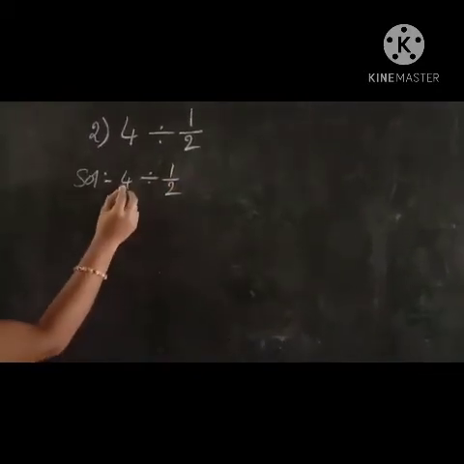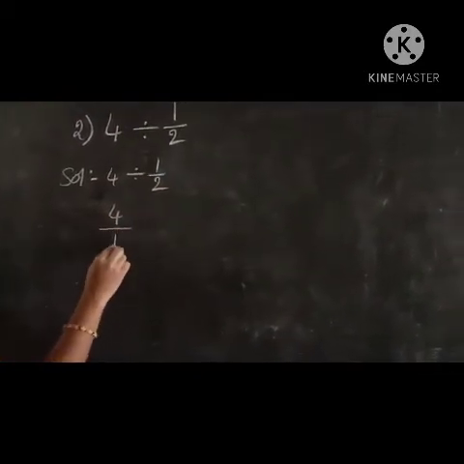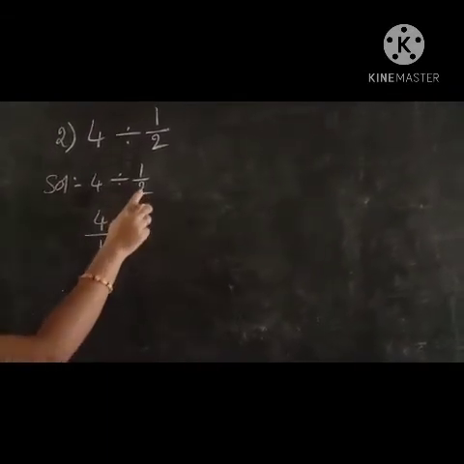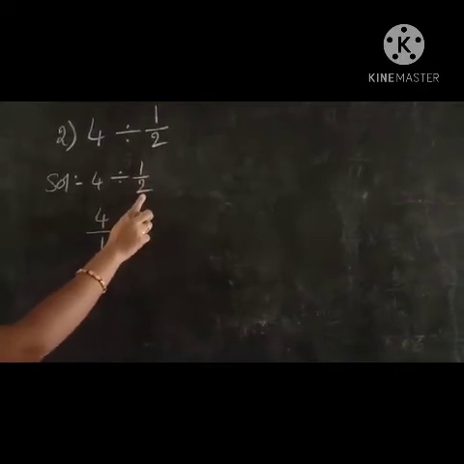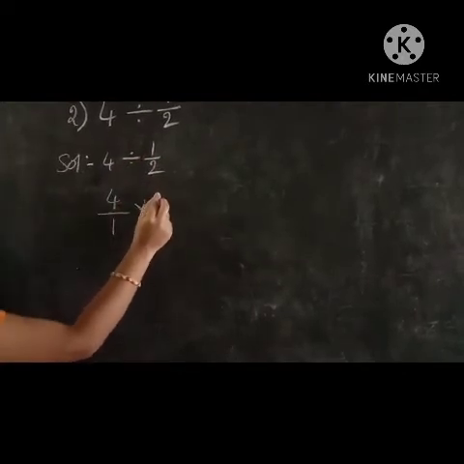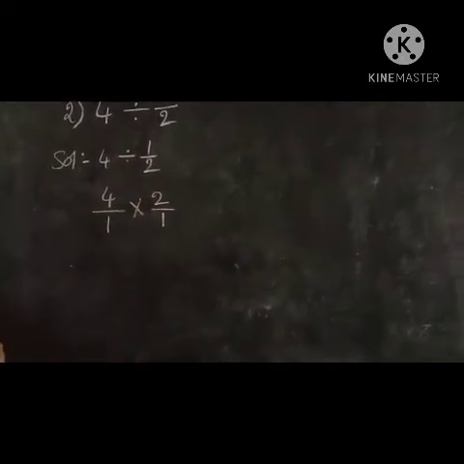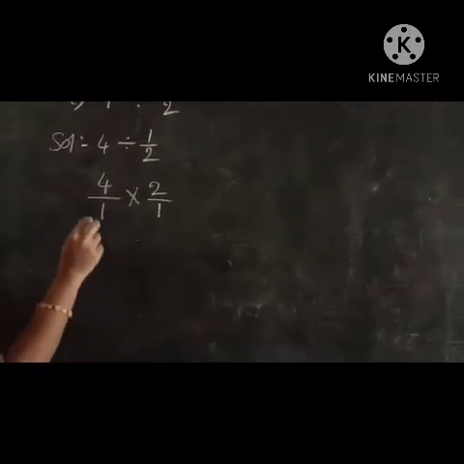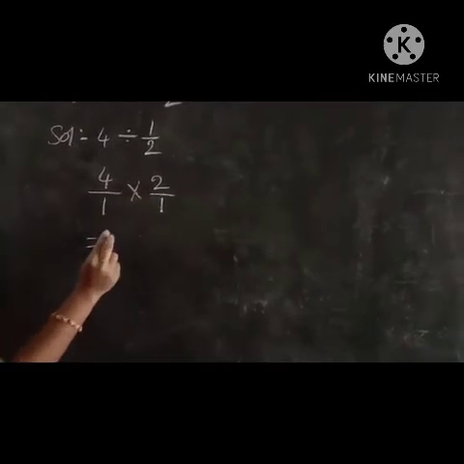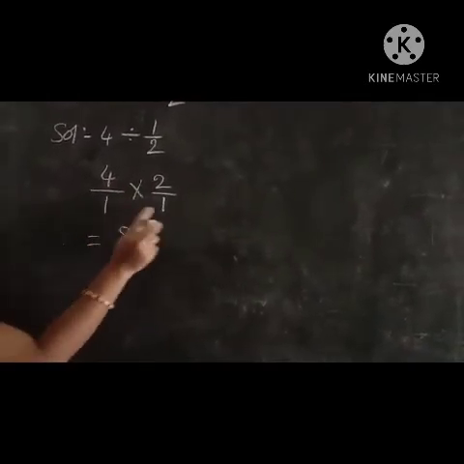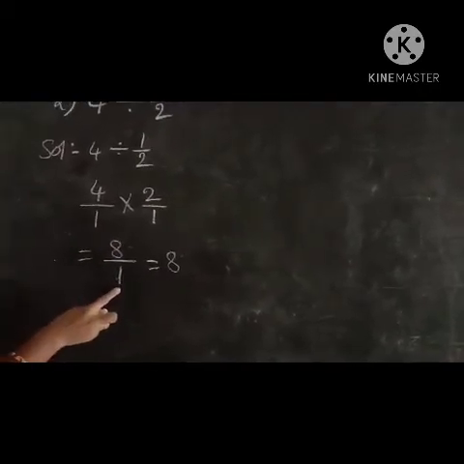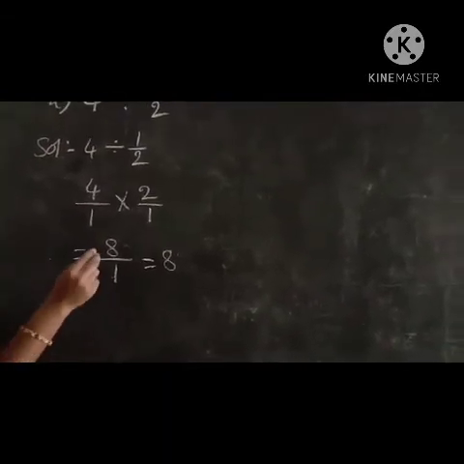4 divided by 1 by 2 is the question. 4 is there, so write 4 by 1. What I told, we have to change this symbol into a multiplication symbol. Again, we write the numerator as the denominator and the denominator as the numerator, so the reciprocal is 2 by 1. Now we multiply the numerators and multiply the denominators. 4 into 2 equals how much? 4 2s are 8. Again 1 1s are 1. 8 by 1 equals 8, because if 1 is in the denominator, no need to calculate, we just write the numerator number. 8 is the answer.